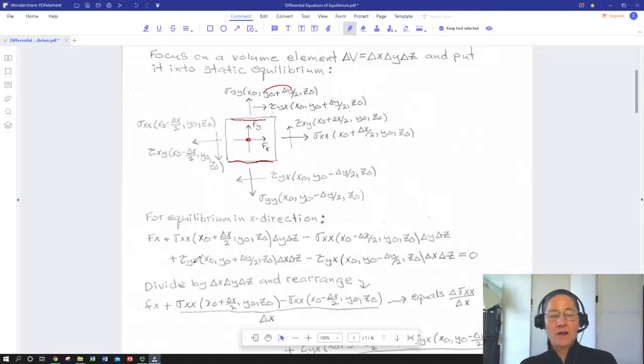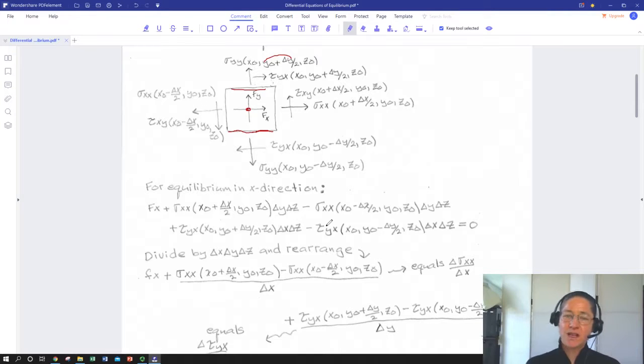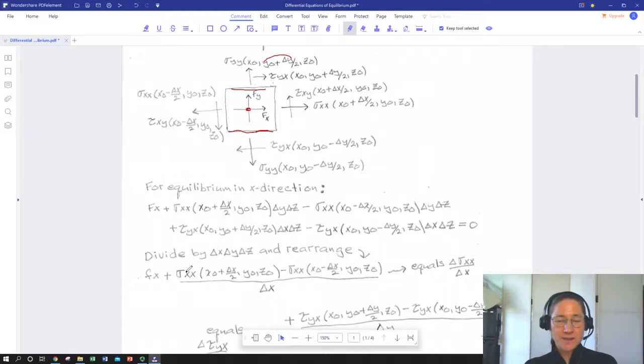We have tau acting on the y face in the positive x direction at the y location of the positive y face, and vice versa for the negative y. And all of this is equal to 0 for static equilibrium. So we have force 1, force 2, force 3, force 4, force 5: five forces. One body force and four forces due to either normal or shear stresses acting on those faces at those particular locations.